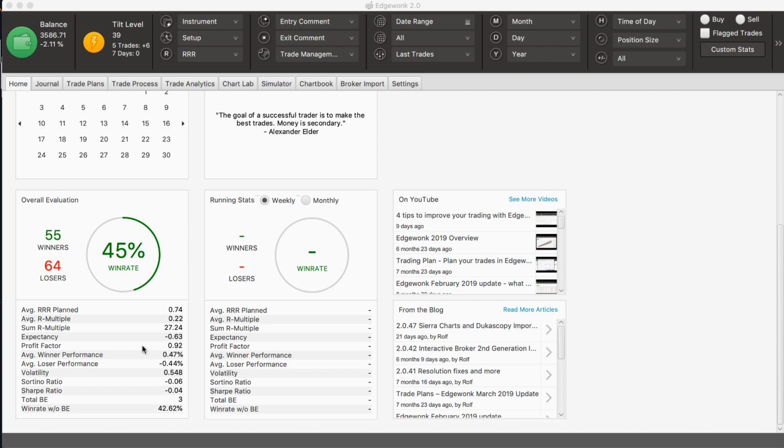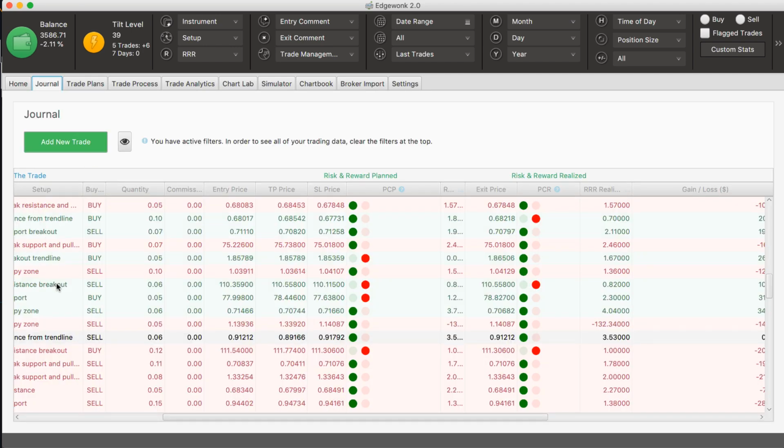Also, another thing that really stands out is that the average winner is just slightly bigger than the average losing trade. Also something that is usually not great. Usually you want to have your winners be much bigger than your losers, and this is something that we can keep in mind.